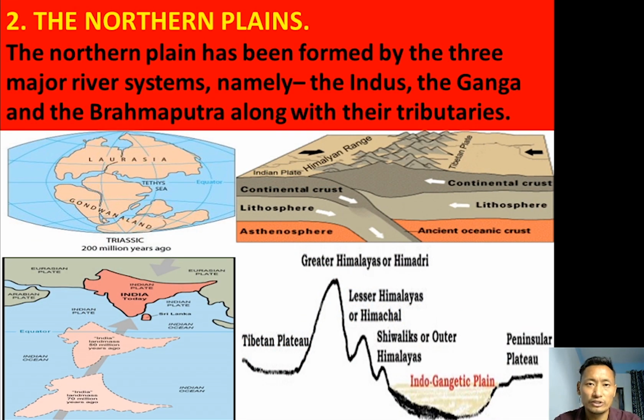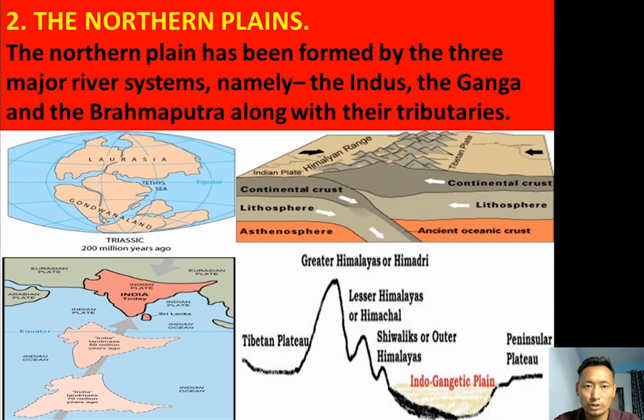So the second physical feature of India that we are going to learn in this class is the northern plains. The northern plains have been formed by the three major Himalayan river systems of India. Here we need to know what a river system is. A particular big river and its tributaries are collectively known as a river system. The three main Himalayan river systems of India are the Indus river system, the Ganga river system, and the Brahmaputra river system.